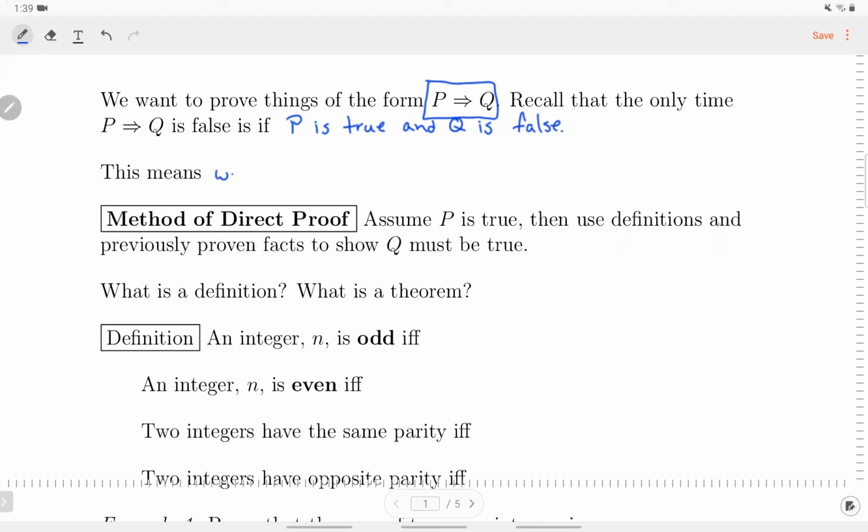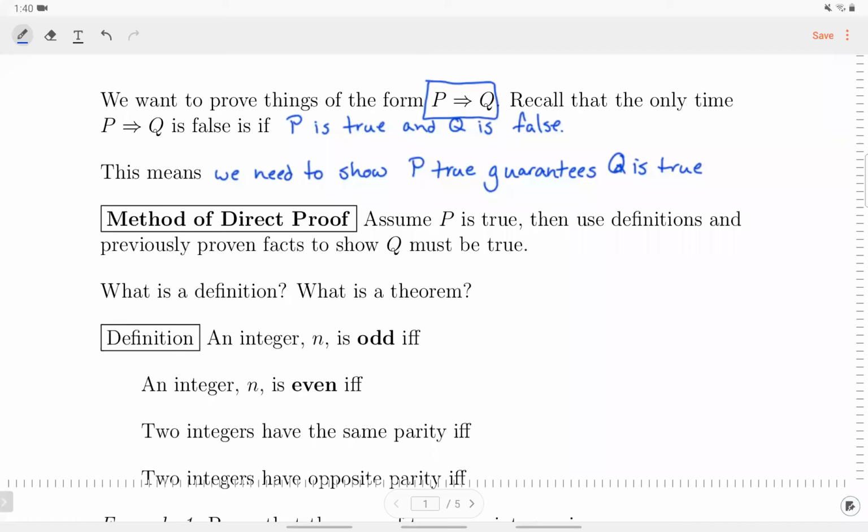So this means we need to show P true guarantees Q is true. That's what we need to show. If P is true, it's going to guarantee Q is true. If I can show that, I have ruled out my one bad situation. Once I rule out my one bad situation, then I can declare the statement true.